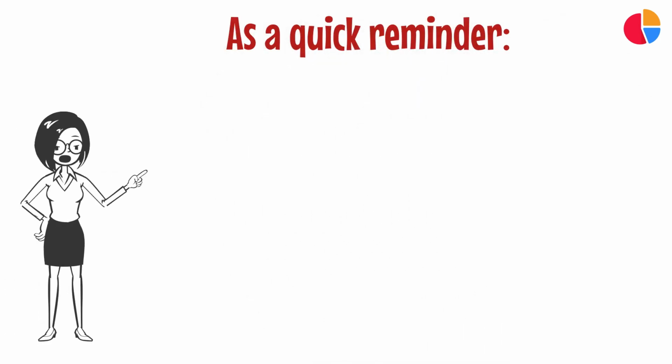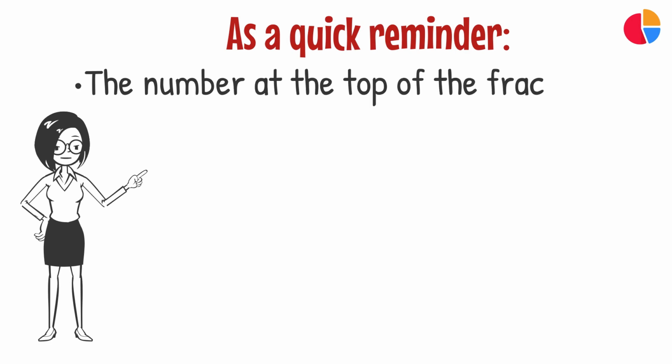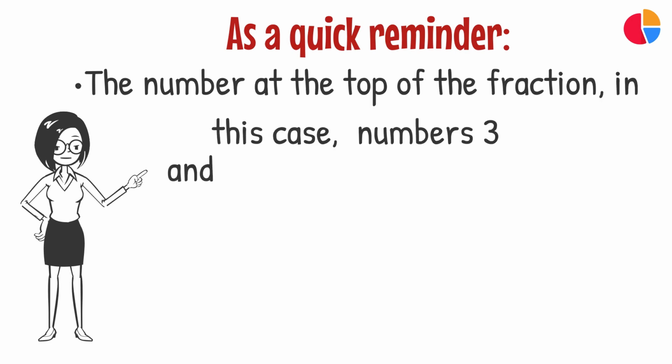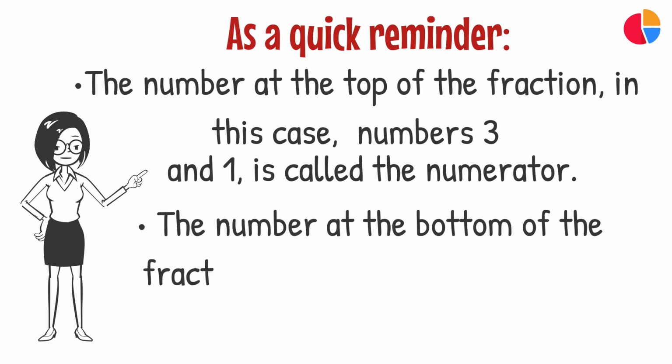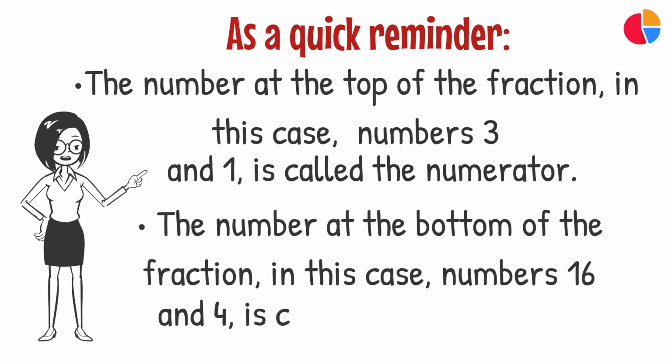As a quick reminder, the number at the top of the fraction, in this case, numbers 3 and 1, is called the numerator. The number at the bottom of the fraction, in this case, numbers 16 and 4, is called the denominator.